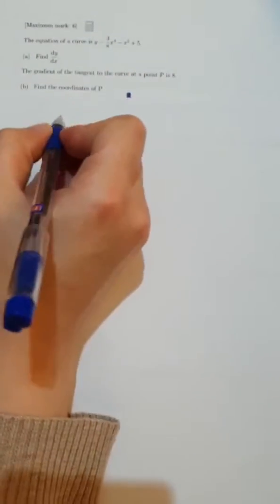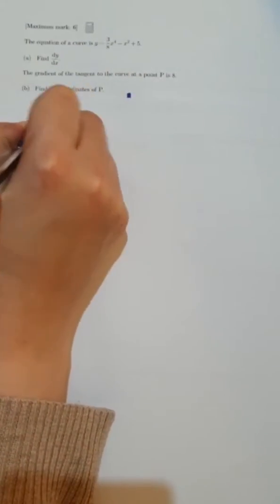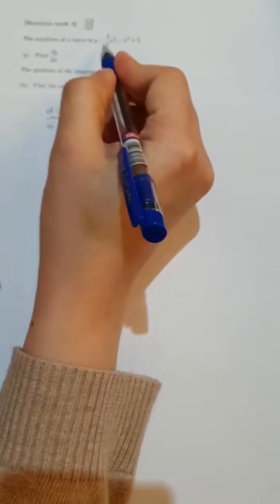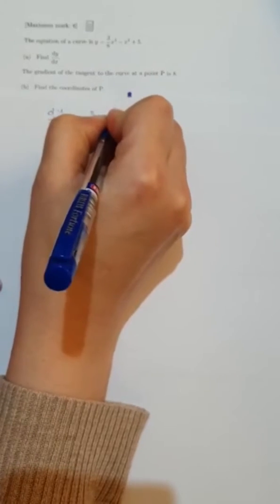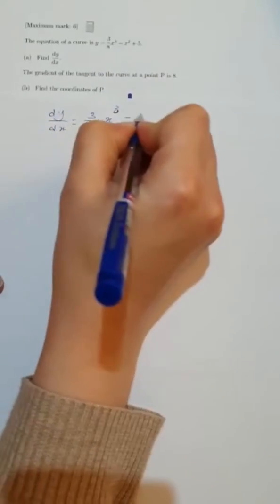What I'm going to do here is say dy over dx: 4 multiplied by 3 over 8 gives 3 over 2, and x to the power of 3 when I subtract 1, and minus 2x. So this is the derivative of our function.